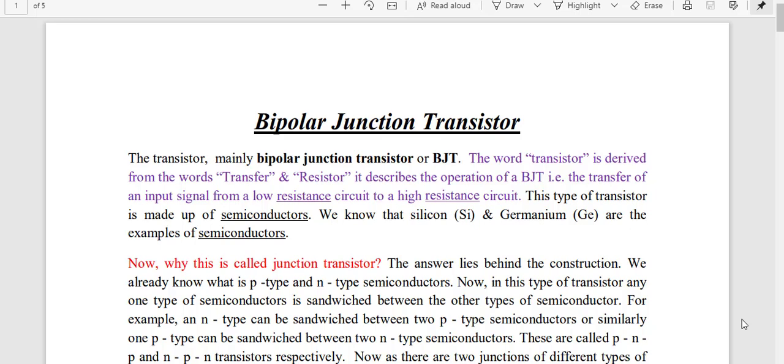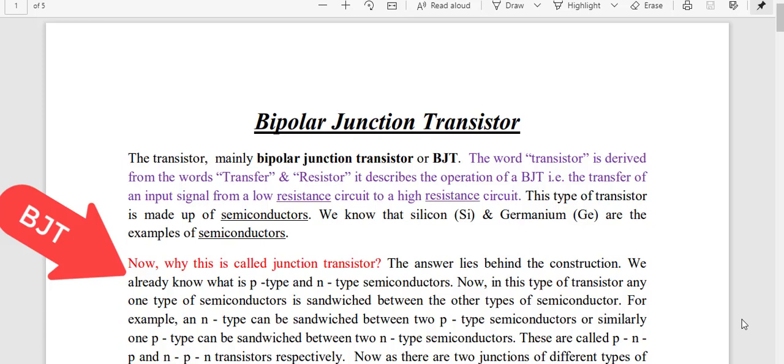Today we will discuss a new topic, that is bipolar junction transistor. In my previous lecture I have discussed PN junction, that means how a PN junction is formed, what the characteristics of the depletion region are, how forward bias is formed and what its characteristics are, reverse bias, like this. Okay, now today we will discuss two junctions, not only one junction.